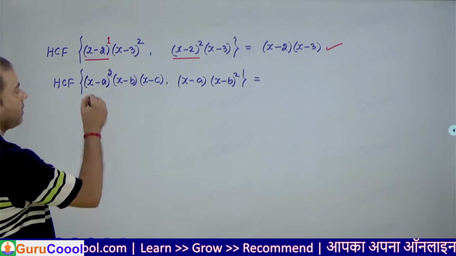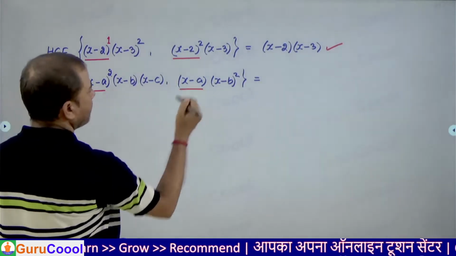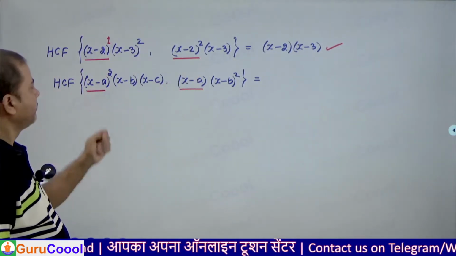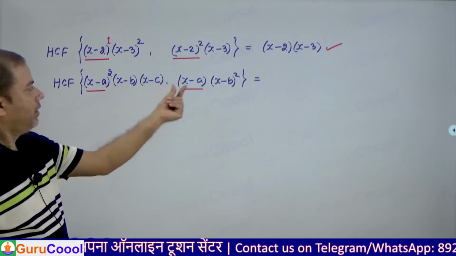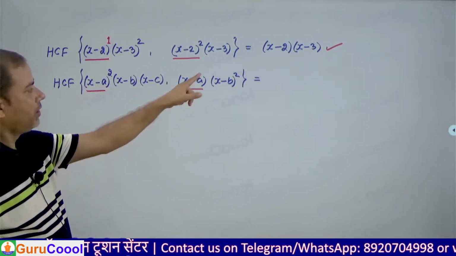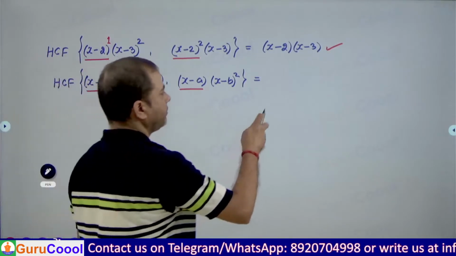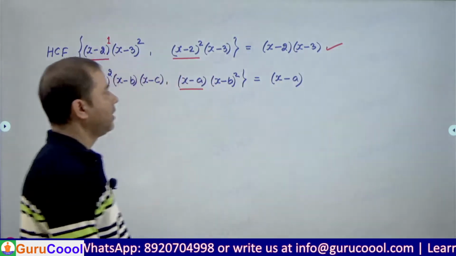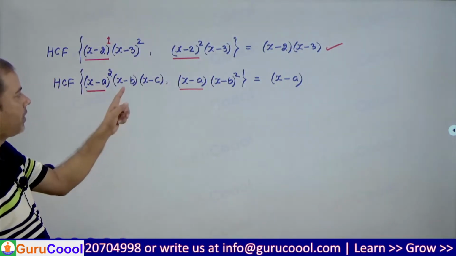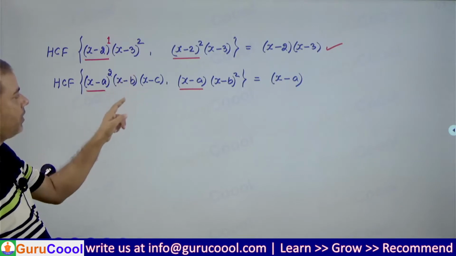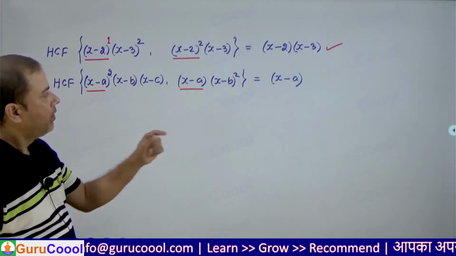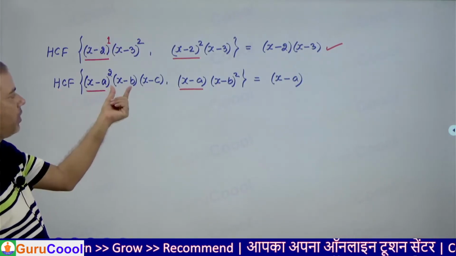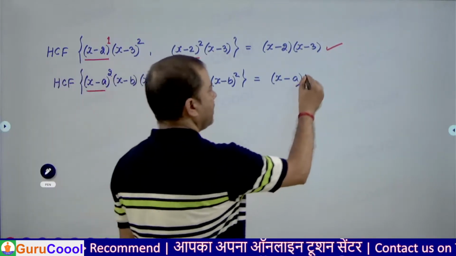First factor, x minus a. Here it is with power 2, here it is with power 1. So this factor x minus a will come with the least power, smallest power 1. We have x minus a. Now we look at the second factor, x minus b. Here it is with power 1 and here it is with power 2. And we take the smallest power while taking HCF. Smallest power 1 will come here.